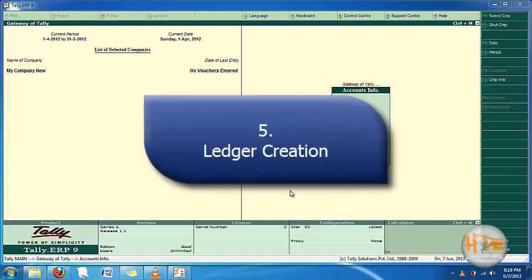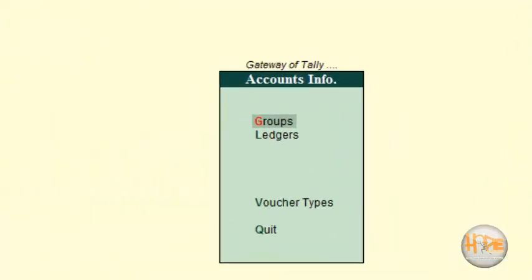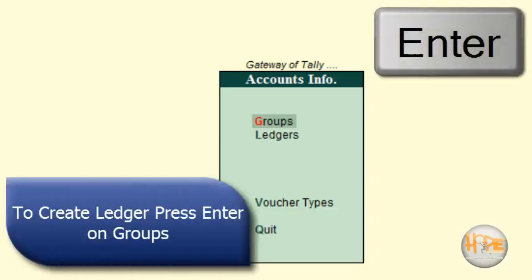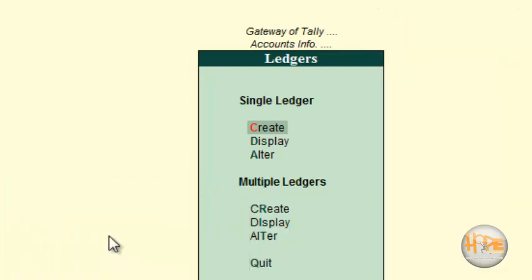Welcome friends. In this video tutorial, we will learn how to create ledgers in Tally. So go to the Gateway of Tally and press enter onto the Account Info. Now after going to the Account Info, you will get two options, Groups and Ledgers. Now go to the Ledger option in which you will see one option named Create. Now to create a ledger, enter onto the Create option.